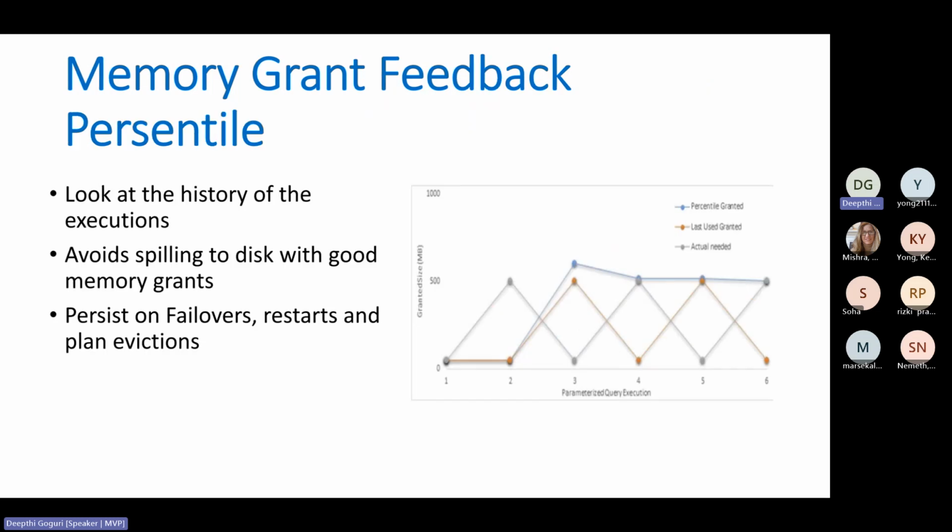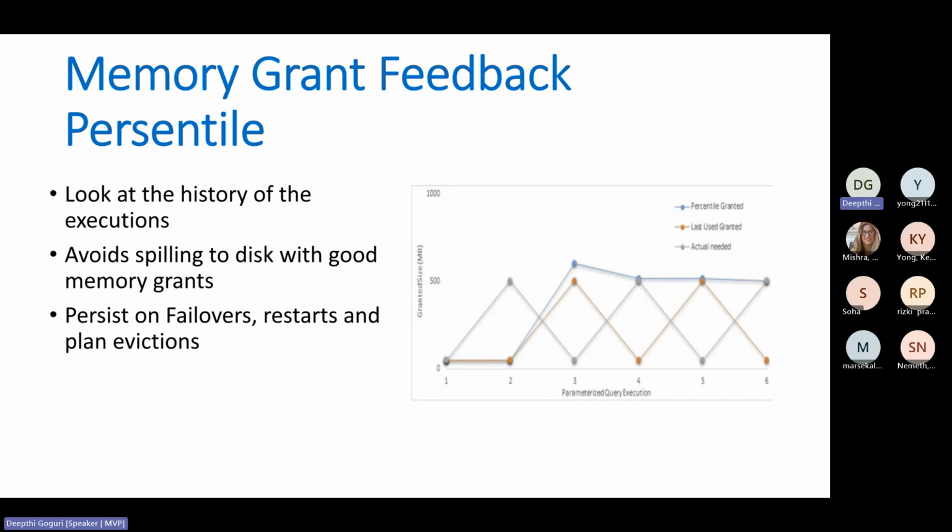But in SQL Server 2022, because it saves the feedback inside the query store, now it can go ahead and observe the entire workload, and then based upon the entire workload, it can even out the feedback. It can actually look at the history of the executions and then avoid the spilling to the disk with good memory grants because now it has that feedback. And if you see this diagram over here, the blue one especially, that's how it will look at the feedback and even out the memory over time.